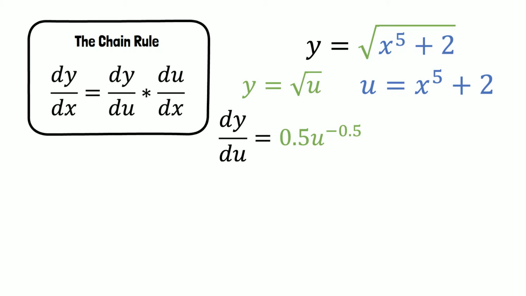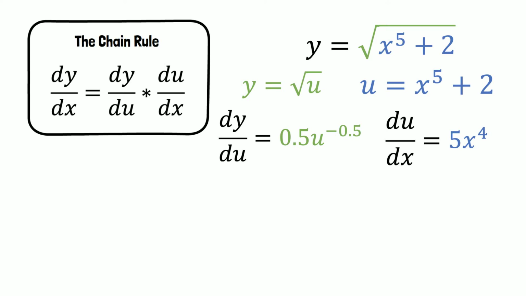The derivative of y with respect to u equals 0.5u raised to the power minus 0.5. We found this using the power rule. The square root of u is the same as u raised to the power 0.5. To find the derivative of this, we multiply u by the power of 0.5 and then reduce the power with 1, so it becomes minus 0.5. The derivative of u with respect to x equals 5x raised to the power 4. Again, we found this answer by using the power rule. We multiplied x with the power of 5 and then reduced the power with 1 to get 4. The derivative of 2 is 0, because the derivative of a constant is always 0.